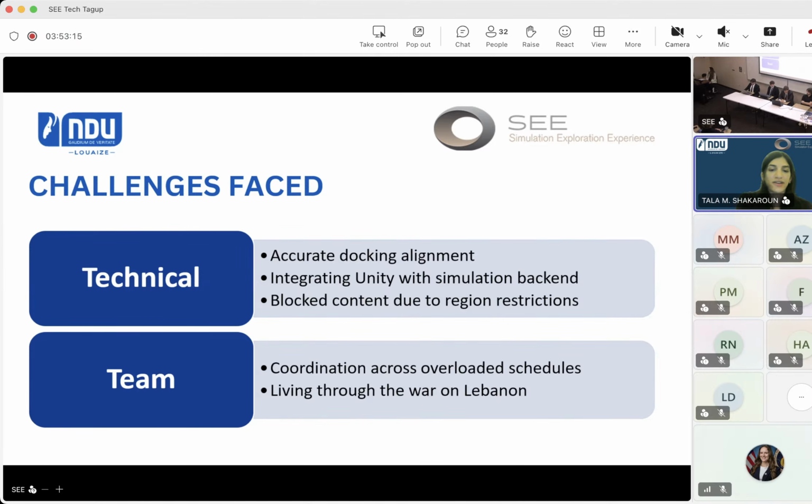On the team side, coordinating was challenging among the team members. We are all senior students, so we had a lot of projects on our hands, and we also were working through the war in Lebanon, so we all lost our routines, our stability and peace, and it was kind of hard to work on the project, but we are very proud to be the first Lebanese team to participate in this event and complete the simulation. So that's it.